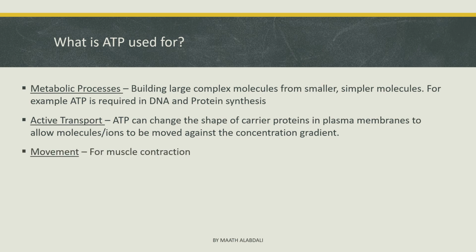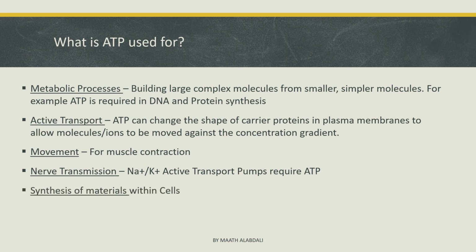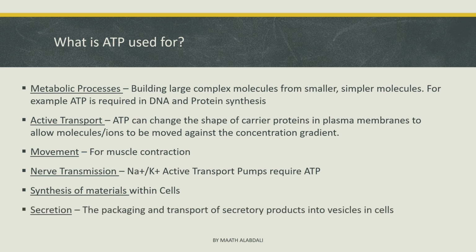ATP can also be used for movement, so for muscle contractions. ATP can also be used for nerve transmission, so Na+ and K+ active transport pumps require ATP. And ATP can also be used for the synthesis of materials within cells. ATP can also be used for secretion, so the packaging and the transport of secretory products into the vesicles in the cells.